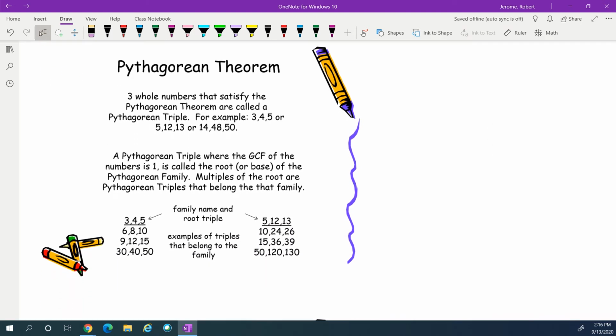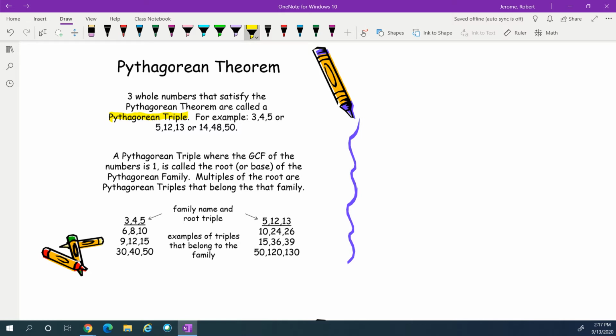I mentioned the 3, 4, 5 thing is important. Here, I just want to mention to you guys the idea of a Pythagorean triple. A Pythagorean triple is 3 whole numbers that work in the theorem, a squared plus b squared equals c squared. 3 numbers for a, b, and c that satisfy that formula.